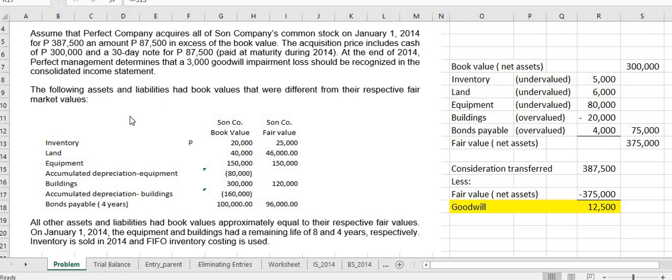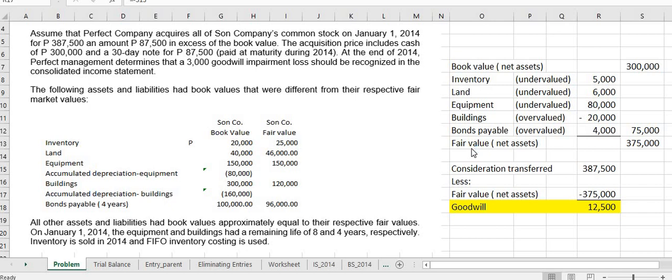We have here some assets and liabilities whose book values were different from their respective fair values. To compute for the goodwill, we have book value of net assets of 300,000. And then we have the excess of the fair value over the cost of some assets and liabilities. The inventory is undervalued by 5,000, the land is undervalued by 6,000, the equipment is undervalued by 80,000, the building is overvalued by 20,000, and the bonds is overvalued by 4,000. So the net undervaluation of our net assets is 75,000. So we have a fair value of net assets of 375,000.